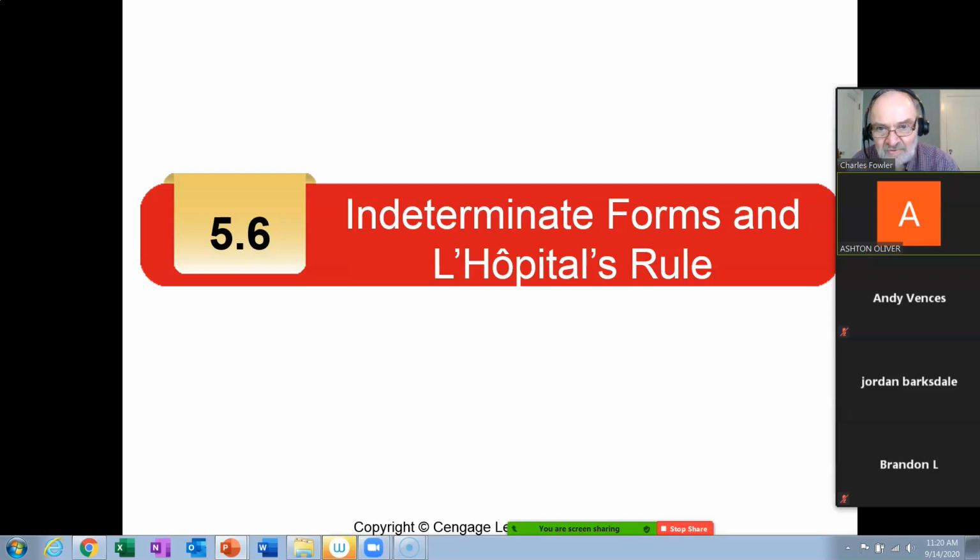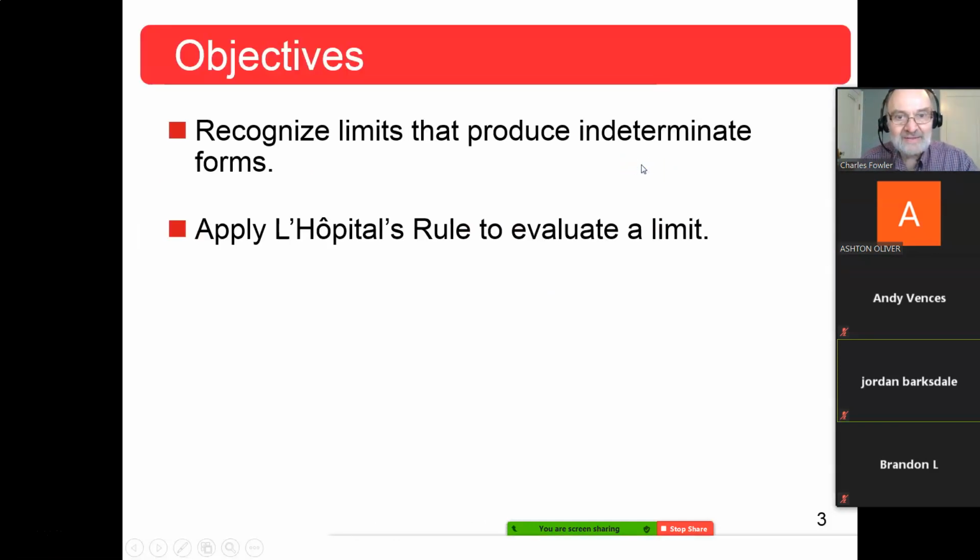Can you see 5.6, indeterminate forms and L'Hopital's rule? Yes, sir. Okay, good deal. So this is 5.6, indeterminate forms and L'Hopital's rule. This is a pretty interesting story here. Well, I can't get it to advance until I click on the slide, and then it'll advance.